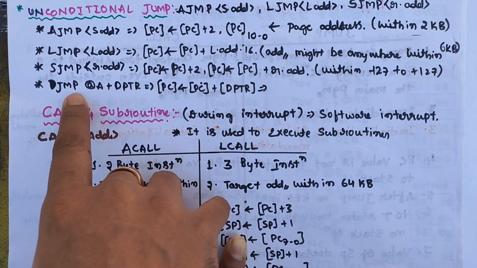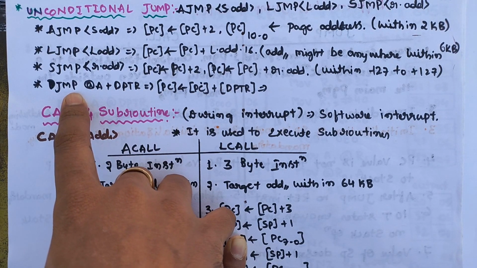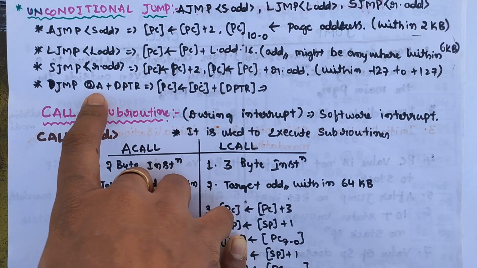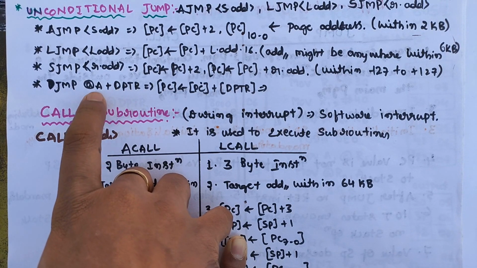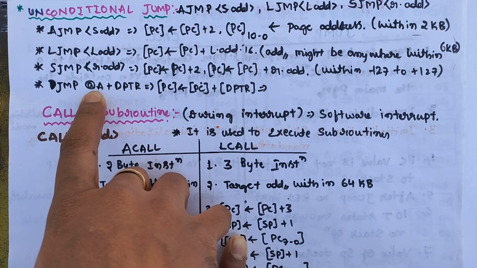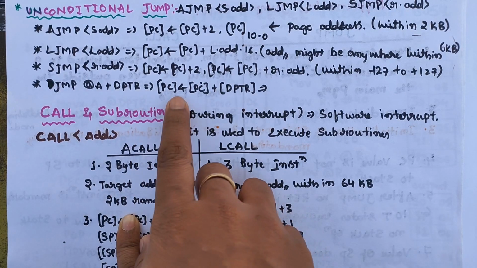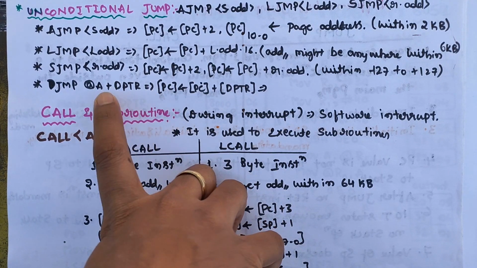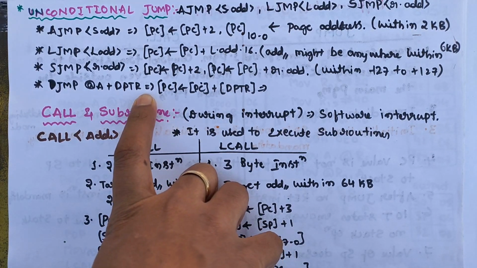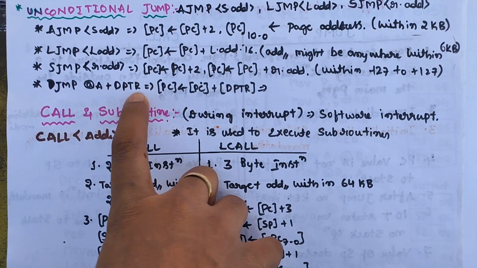And for the indexed jump, when accessing the code memory, we use the instruction JMP @A+DPTR. The base address exists in DPTR, and an offset is held in the accumulator. Adding these two gives a physical address of the code ROM, and the program counter is updated to that jump location. So to access the ROM using a jump, we use this unconditional jump.